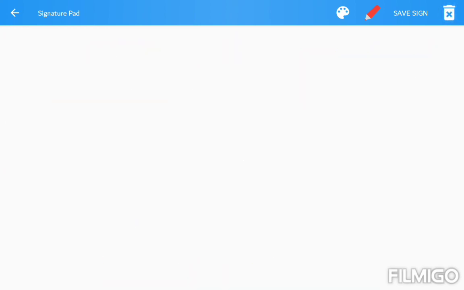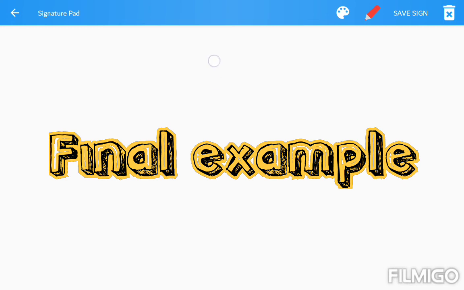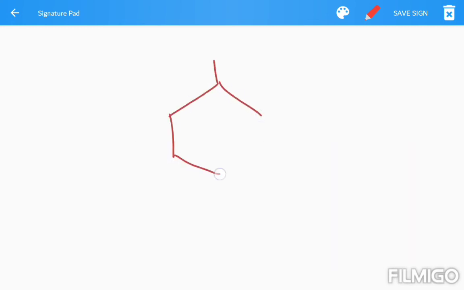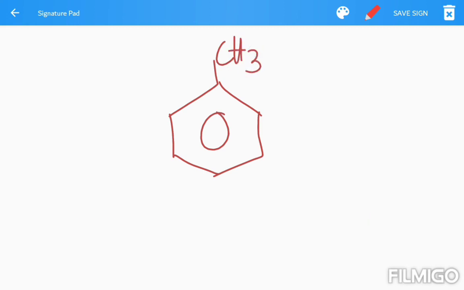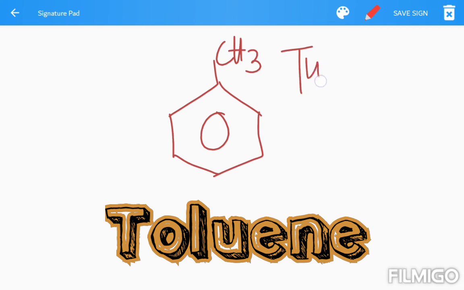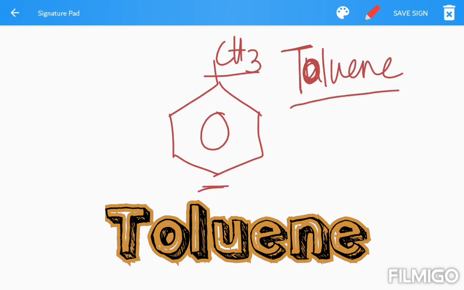Okay, finally I have a benzene here with CH3. So as we all know, this will be our common name for toluene. CH3 with a benzene will give us a toluene.